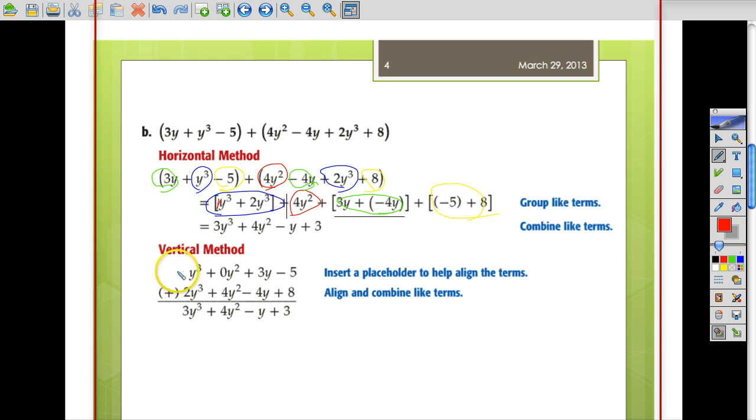Again, you can do the vertical method where you line up everything that has in common. And we lined up the blue here. Now the red, it didn't have any other like terms, so they put 0y to the second. You really don't need to put that there, you can just have it blank. And then you had your 3y minus 4y, and then you had your constant.